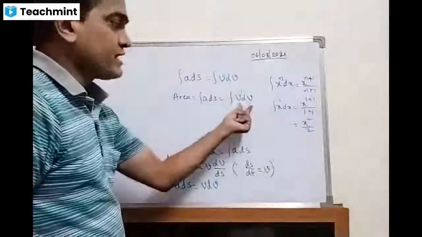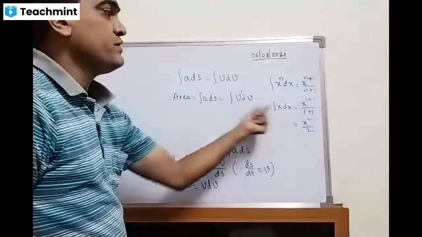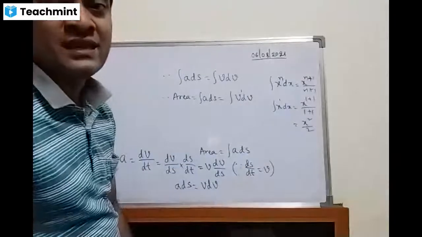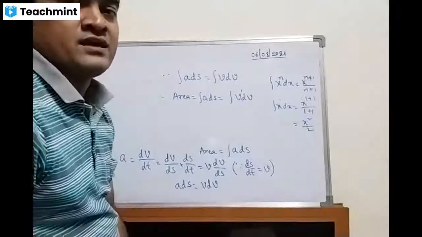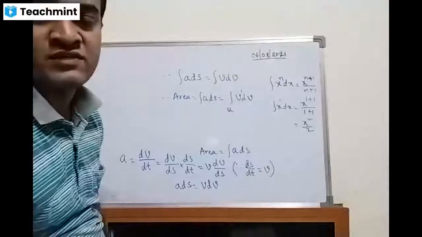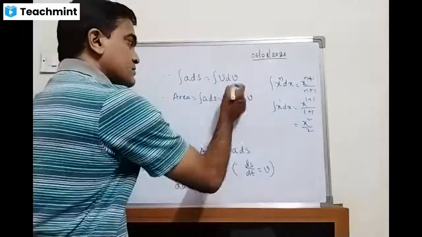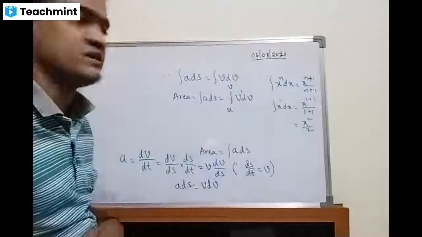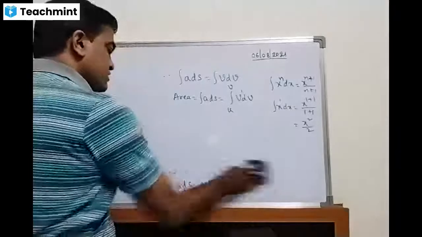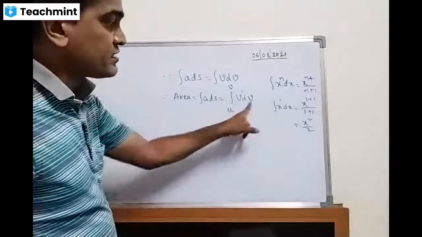Now, if you look at this, v dv is in the form of x dx. And here, let me take the limits like this. Let's say the initial velocity of the particle is u, and the final velocity of the particle is v. Let's try to understand what we'll get. Now, what is the formula for the integral of v dv? What should I get?